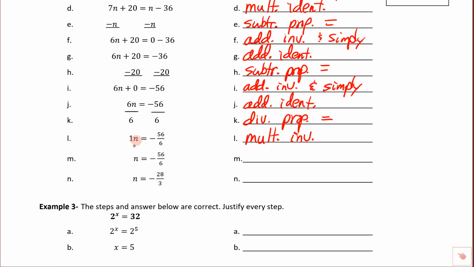And then we went from a 1n to just an n, so they're not writing it anymore. So 1 times n is just the same thing. It maintained its identity. So this is the multiplicative identity.